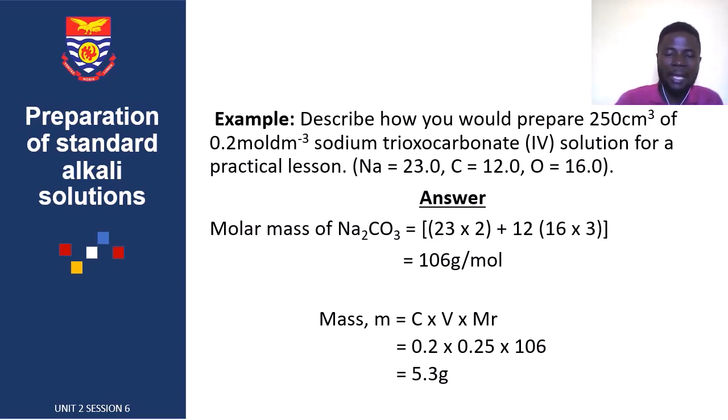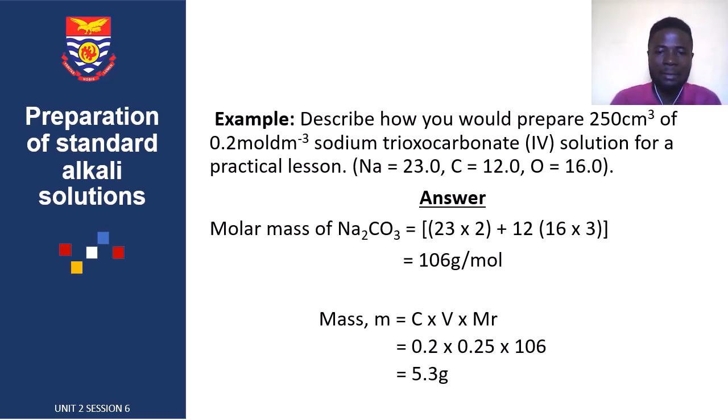So we have the concentration and then we have the volume that we are going to prepare. So we have to use this in addition with the molar mass to find the mass to weigh. Now, from the relation concentration is equal to mass over molar mass times volume, we make mass the subject, and that gives us mass being equal to concentration times volume times relative molecular mass, or the molar mass. We know the value, so we do our substitution, and that gives us 5.3 grams. So in the lab, you are going to weigh 5.3 grams.